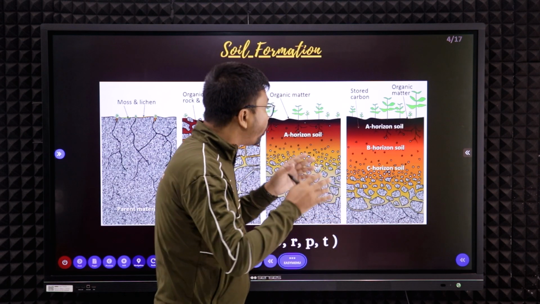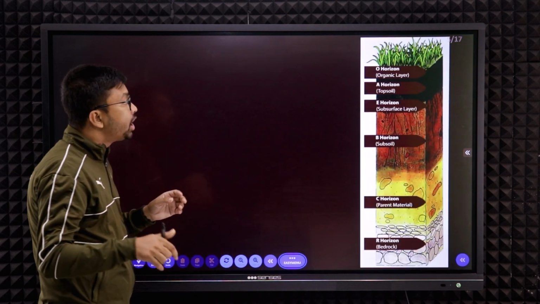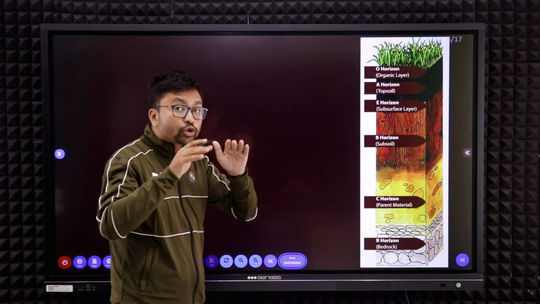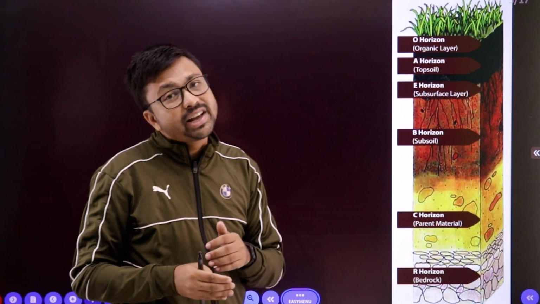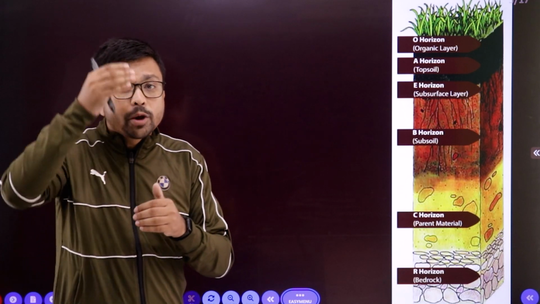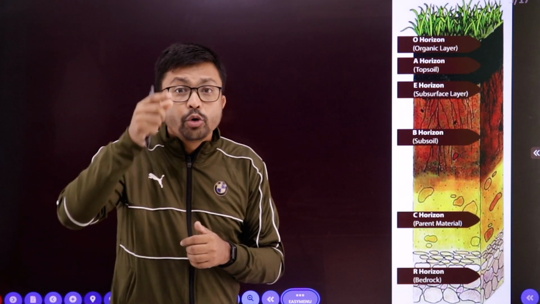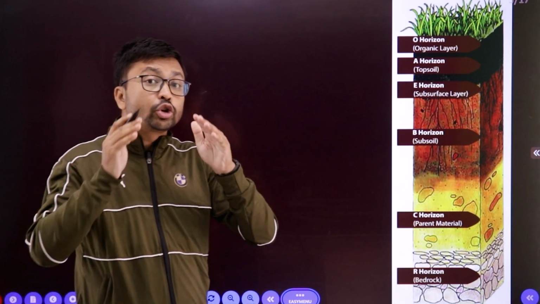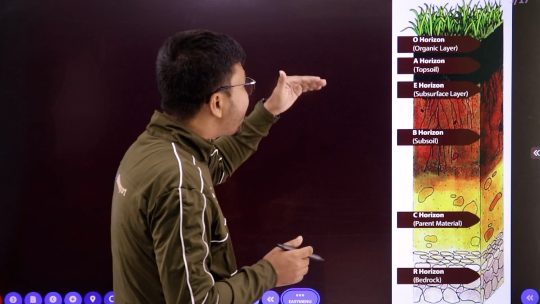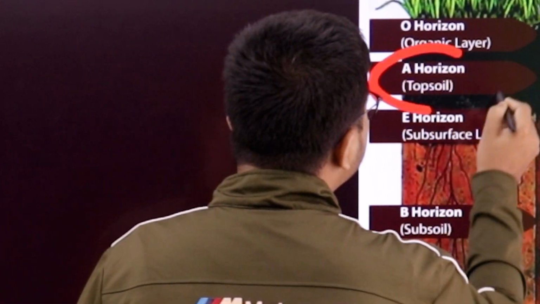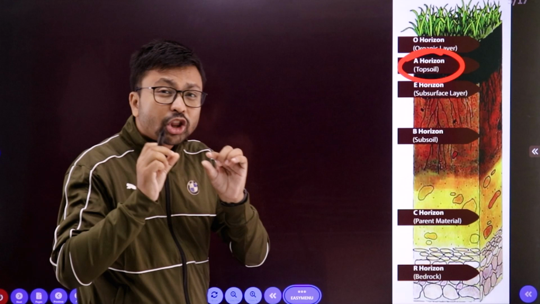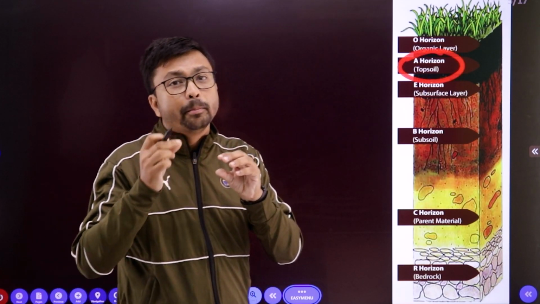So when you get a complete soil, we will get the soil profile like this. Soil profile means the vertical cross-section of the soil. If we cut the soil vertically, we will get different types of layers. There will be 4 layers. First is called topsoil. It means the A horizon. Here the organic materials will be much more.